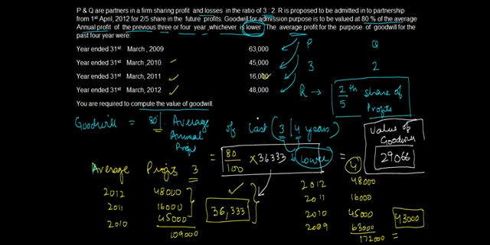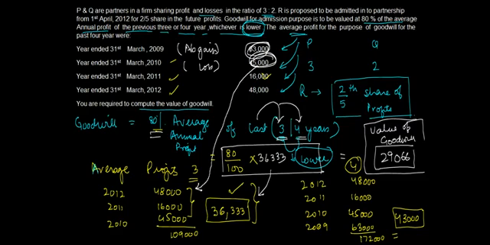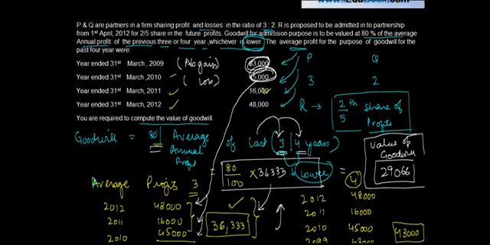The only catch was that you have to calculate it based on the last 3 or 4 years, whichever is lower. So you calculate the average profit for 3 years and for 4 years, take the lower of the two and find 80% of that. Fortunately, in this case, you do not have any abnormal gain or abnormal loss. If you had any abnormal gain or abnormal loss included, you would first normalize these profits and then calculate by putting the normalized values over here. The rest of the procedure will remain the same.